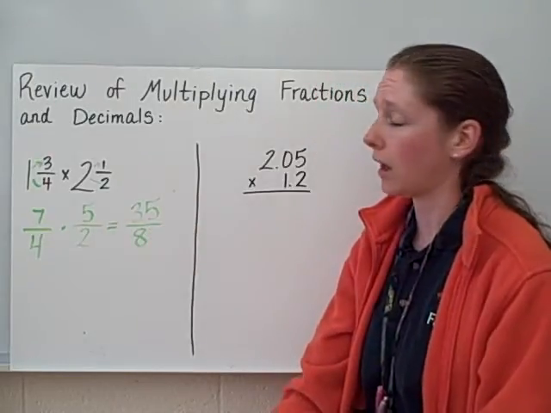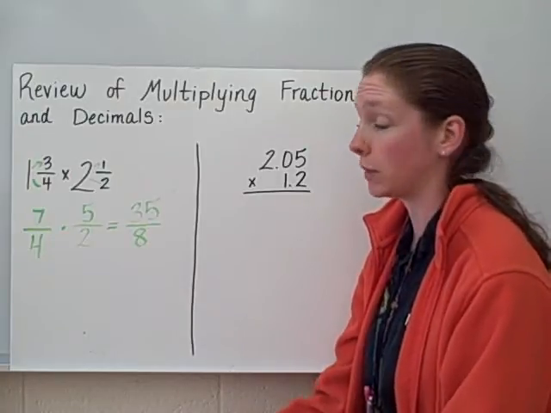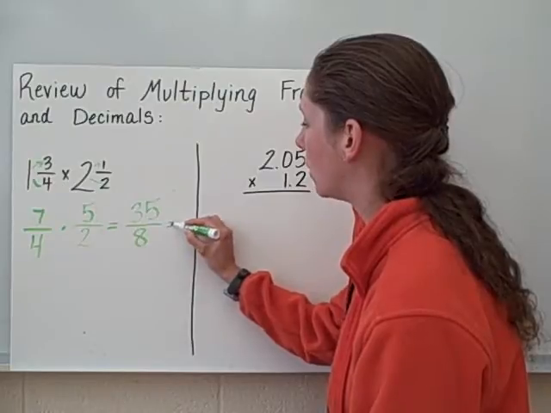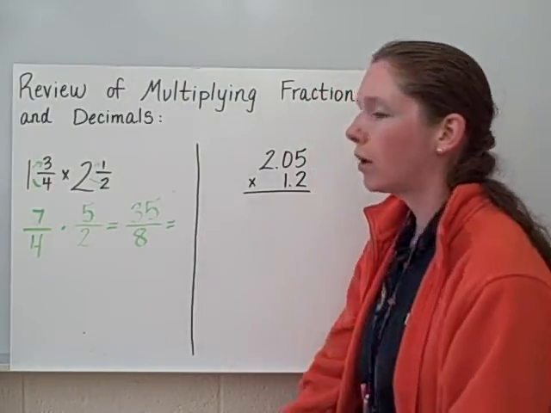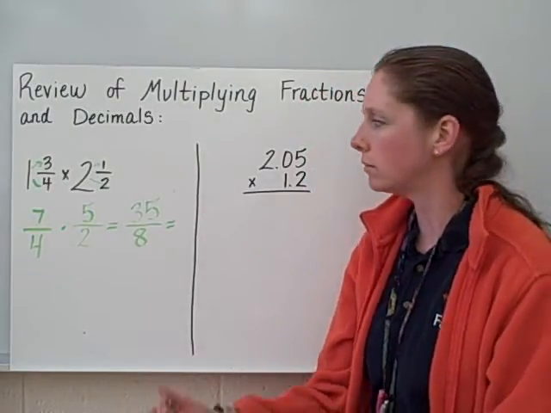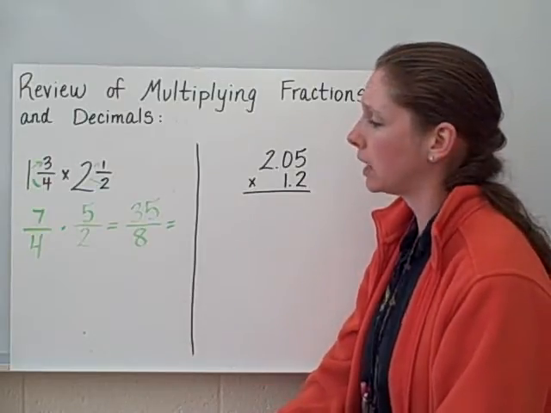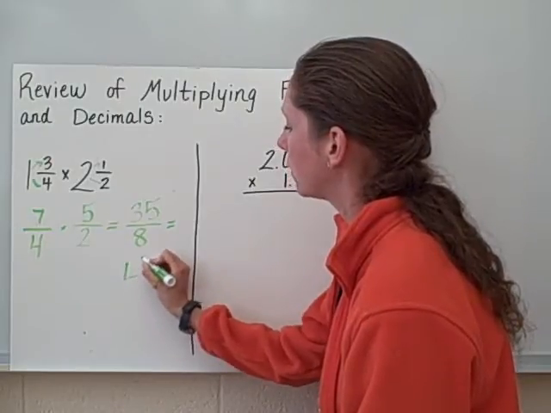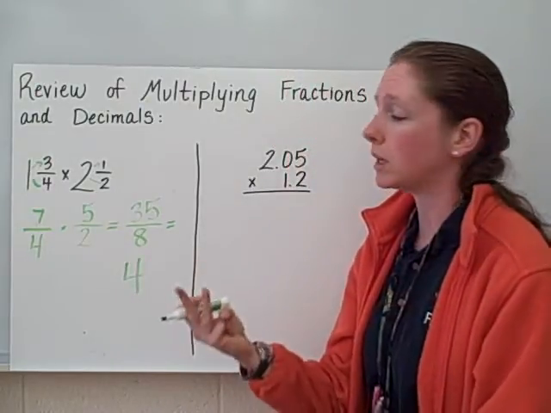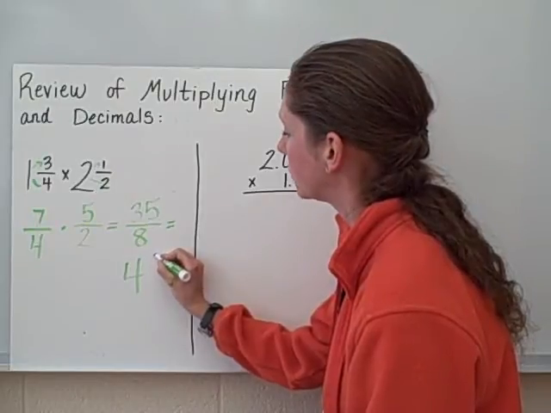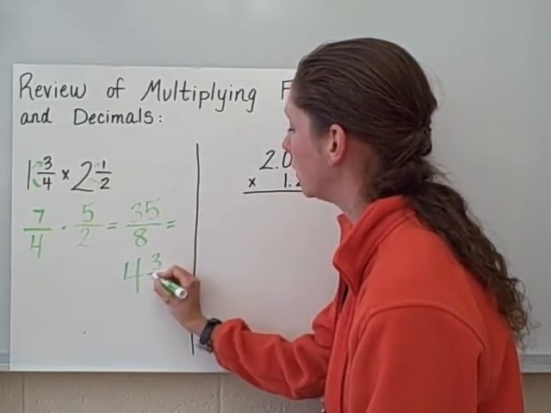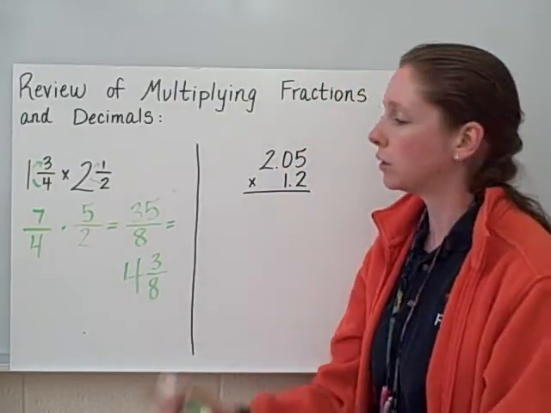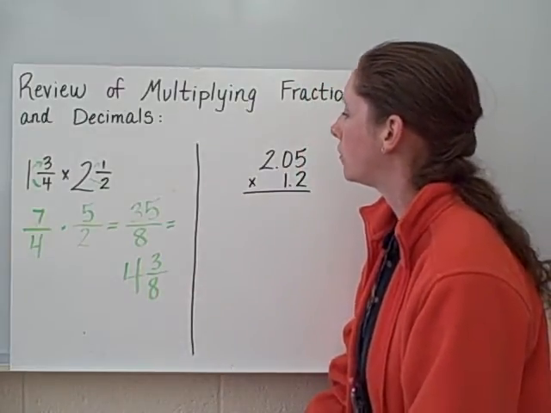We don't want to leave it as an improper fraction. We want to change it back to a mixed number most of the time. So think about how many times 8 will go into 35. Well, I know 8 times 3 is 24. I can probably do a little bit more than that. So let's do 8 times 4 is 32. So that's pretty close. But I've still got 3 left over. So that becomes my numerator, and my denominator stays the same as 8. So a little review of multiplying with fractions.